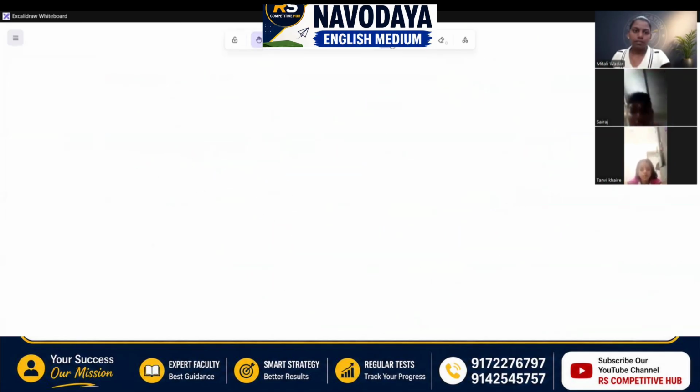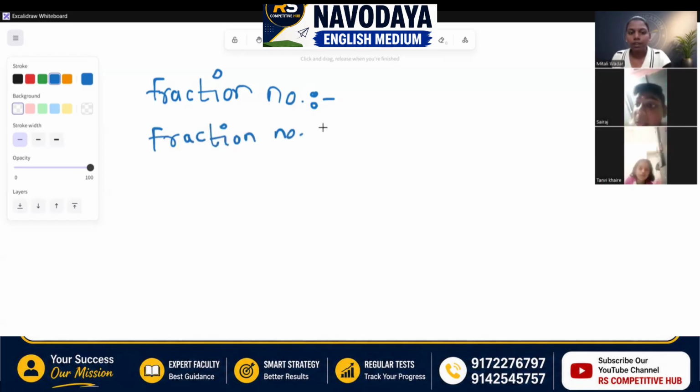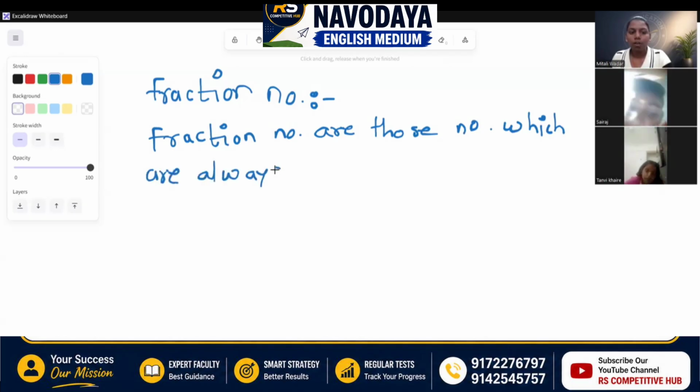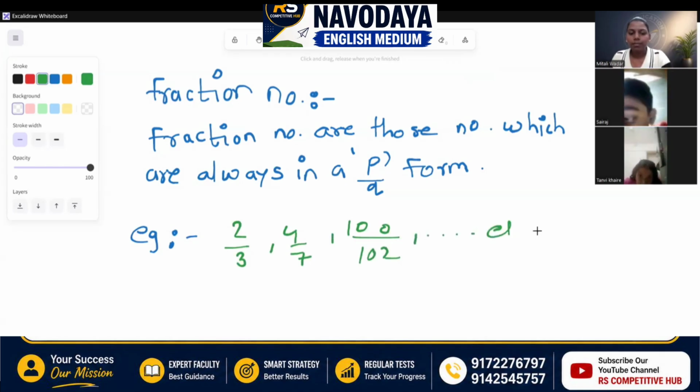Now let's write a definition for the fraction number. Fraction numbers are those numbers which are always in a p by q form. Write it in inverted commas, a p by q form. Examples for it are, let me change the color for you, 2 by 3, 4 by 7, 100 divided by 102, any kind of number, etc. Okay.